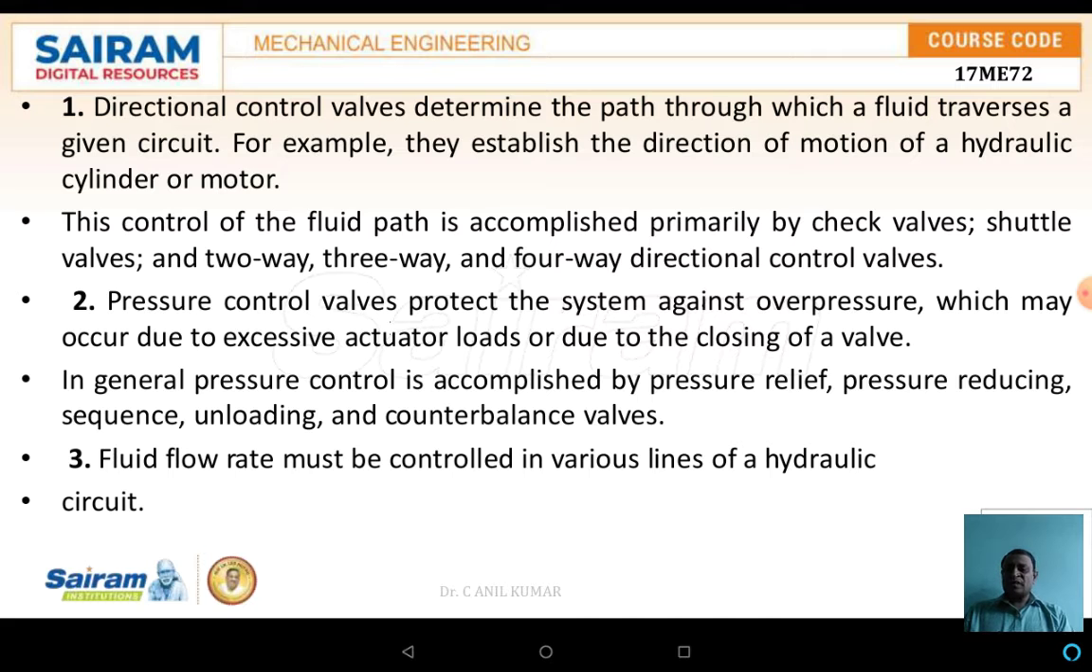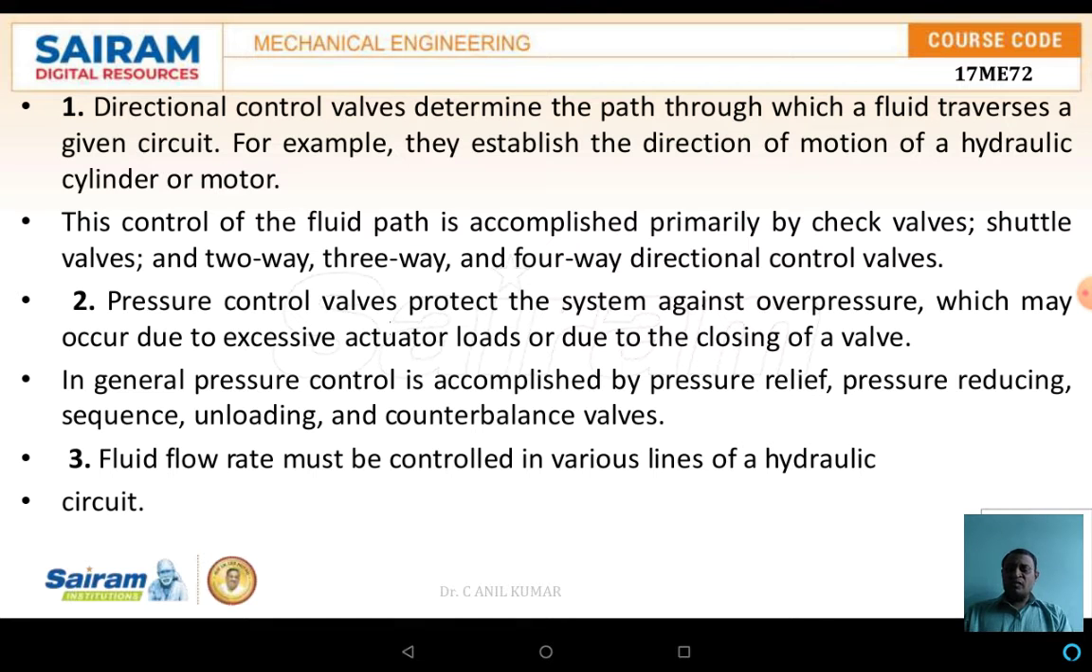Especially in the case of the directional control valve, the direction in which the fluid has to flow is most important, and that is decided by means of the directional control valve. The pressure control valve protects the system against overpressure, which may occur due to excessive actuator loading and due to the closing of valves. In general, pressure control valves include the pressure relief valve, pressure reducing valve, pressure sequencing valve, unloading valve, and counterbalancing valve.